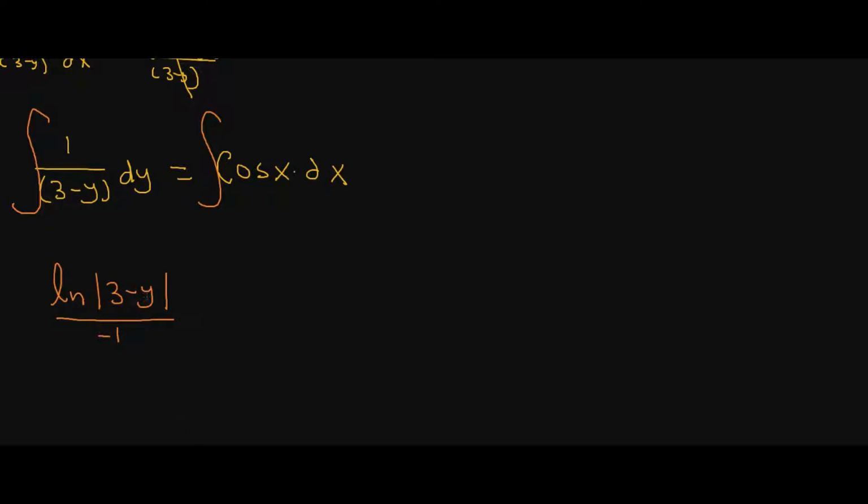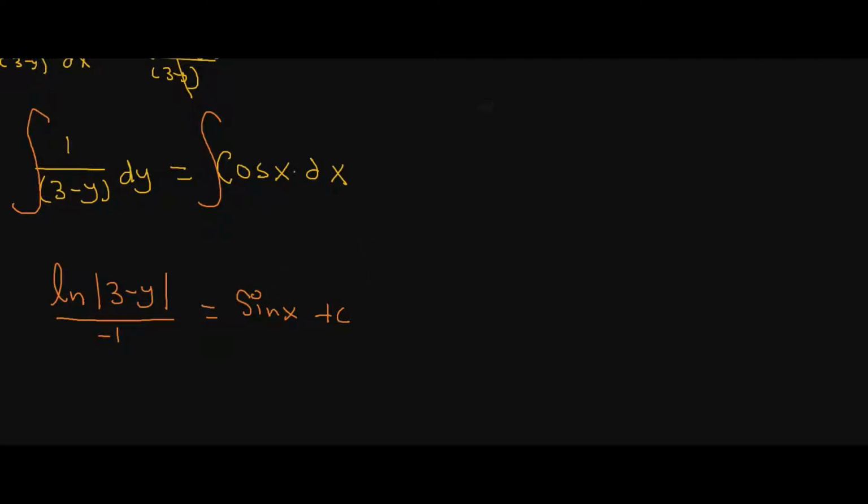In the other problem, we didn't have to worry about that because it was 1. In this case, it's -1. We do need to worry about that. Antiderivative of cosine is sine x plus c. Let me double verify. Derivative of sine is cosine. Bam, we're good.